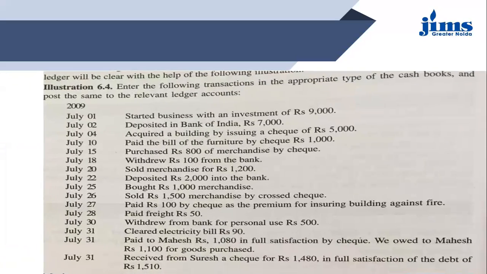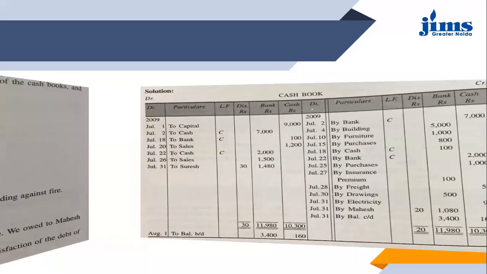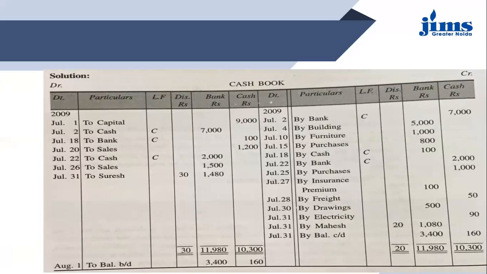Then the next entry is bought 1000 rupees merchandise. So 1000 rupees merchandise got purchased, so by purchases 1000 will appear on the credit side. Sold 1500 merchandise by cross check. So you can see here, by purchases it will appear 1000 rupees, and to sales it will appear 1500.